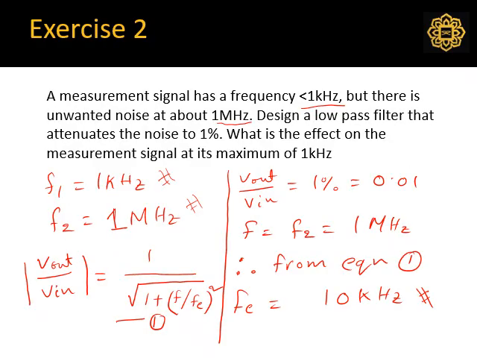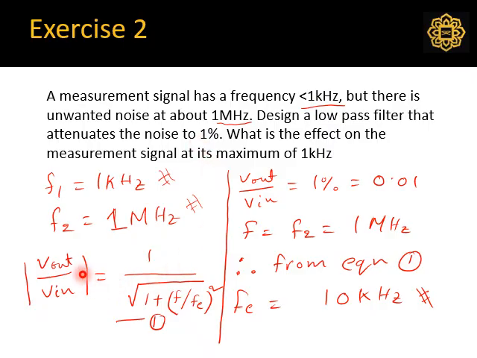So let's say we want to design a low pass filter. A measurement signal for a sensor is in a range of less than 1 kilohertz frequency, but there is an unwanted noise at 1 megahertz. So design a low pass filter so that it attenuates this noise to 1%, meaning to say your V out by V in should be 0.01.